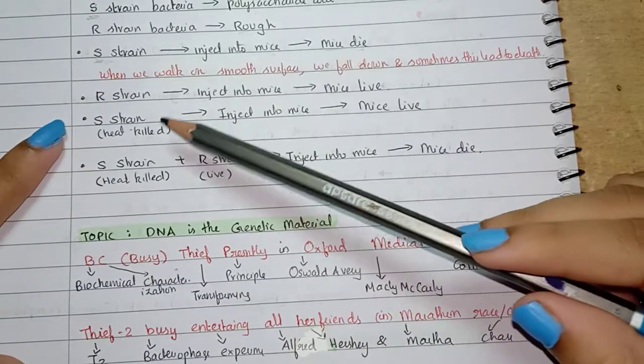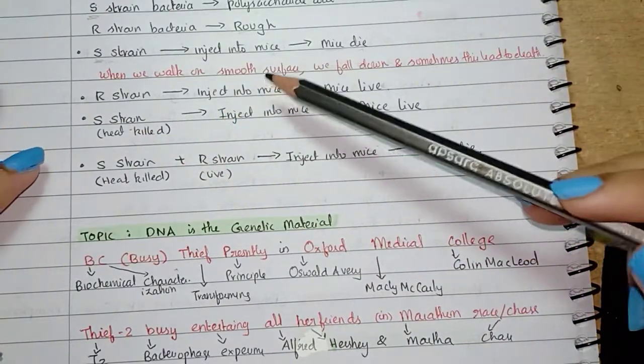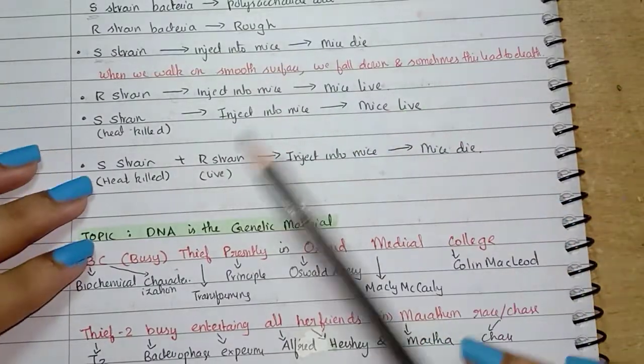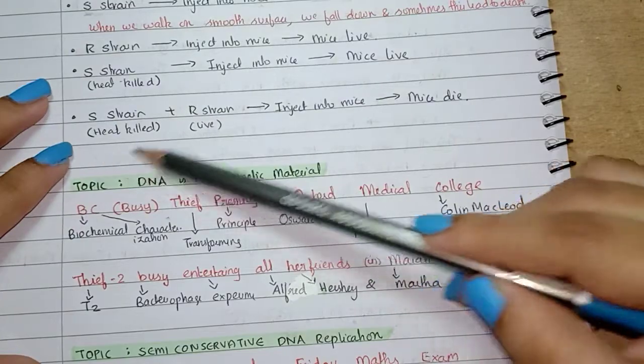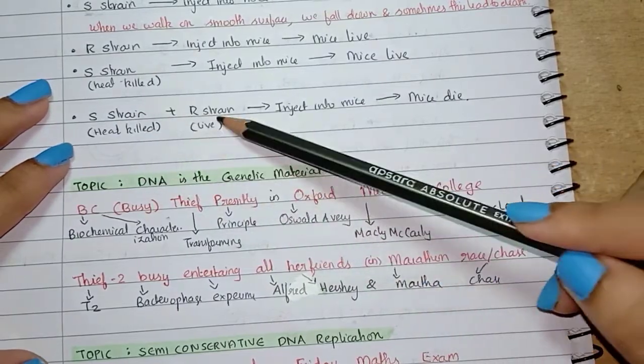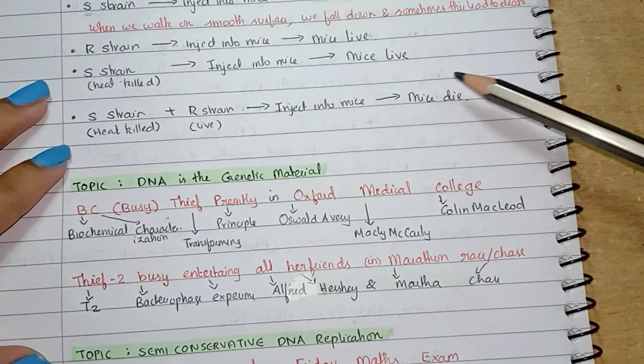Okay, the real reason is when the S strain is injected into mice, the mice live, and we are not learning this short trick for this. And next is S strain plus R strain, that is S strain which is heat killed, plus R strain which is live. It is injected into mice, the mice die.